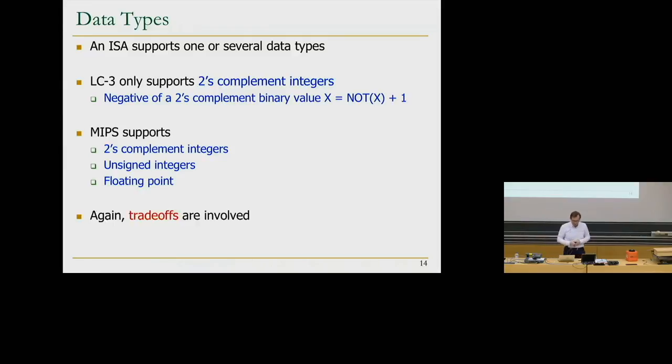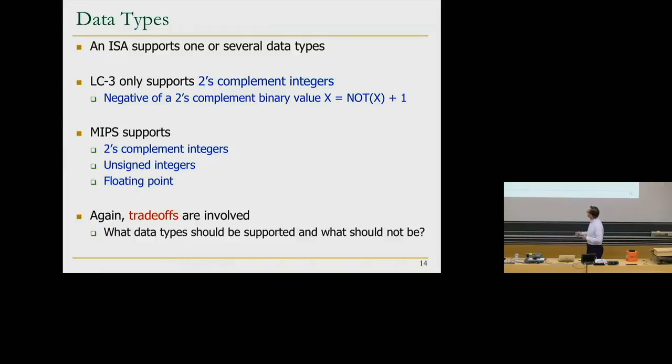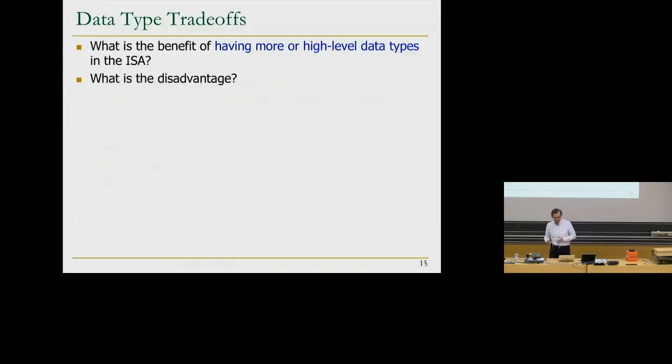Okay, so trade-offs are involved, and let's talk about some of the trade-offs. Basically, what data type should be supported in the ISA and what data type should not be. This is really the ISA designer's decision, but this actually affects the high level, how the software actually takes advantage of it. What's the benefit of having more or high-level data types in the ISA? What is the disadvantage? I'll quickly talk about this.